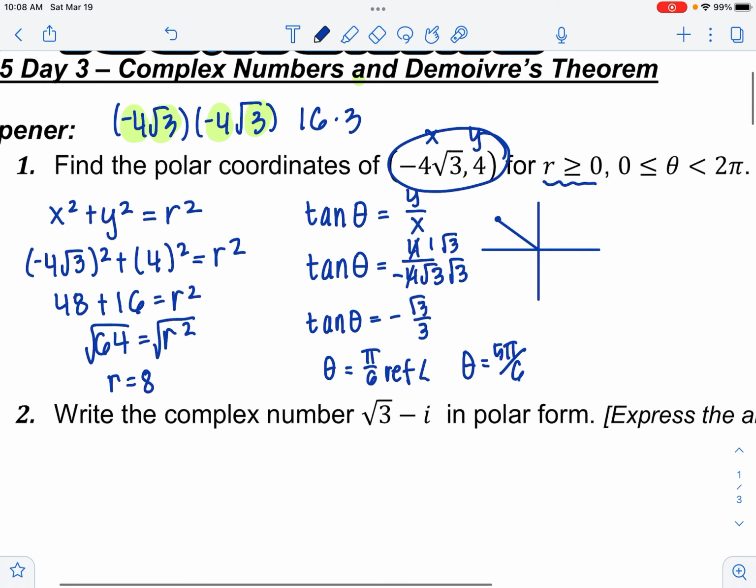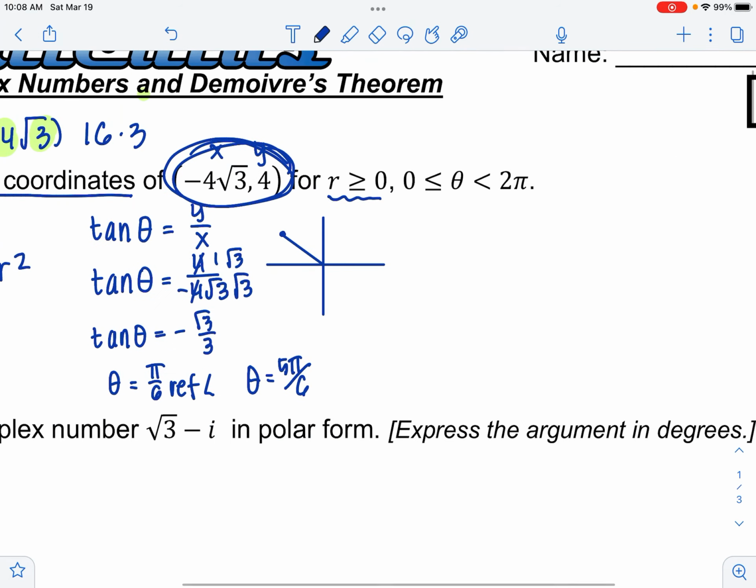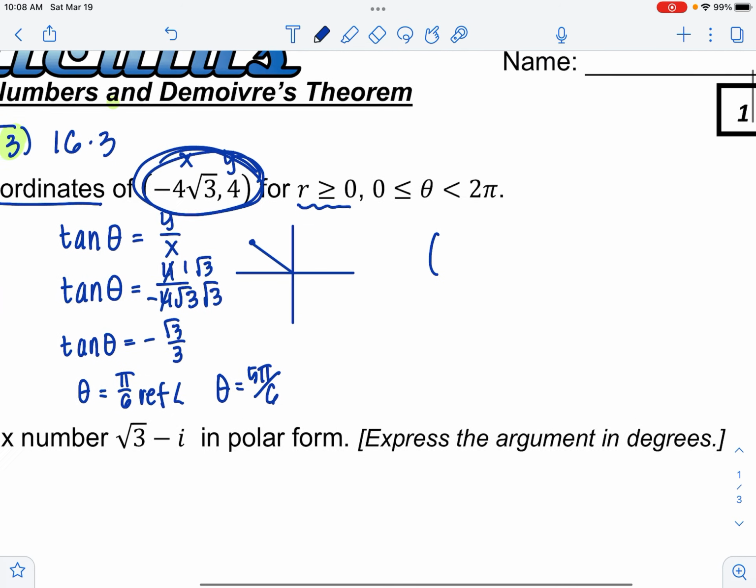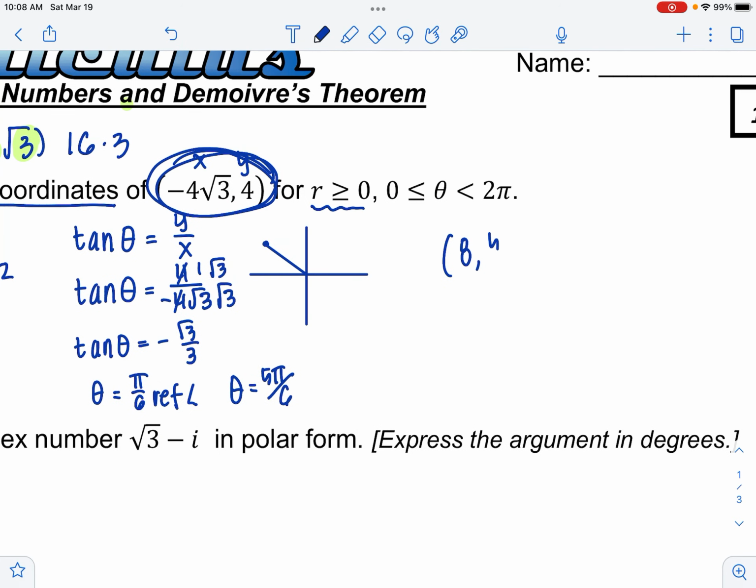All right, now we can write our answer. Remember, this is a rectangular coordinate, and we're converting it to a polar coordinate. So our answer should be an ordered pair, r comma theta. So that's 8 comma 5 pi over 6.